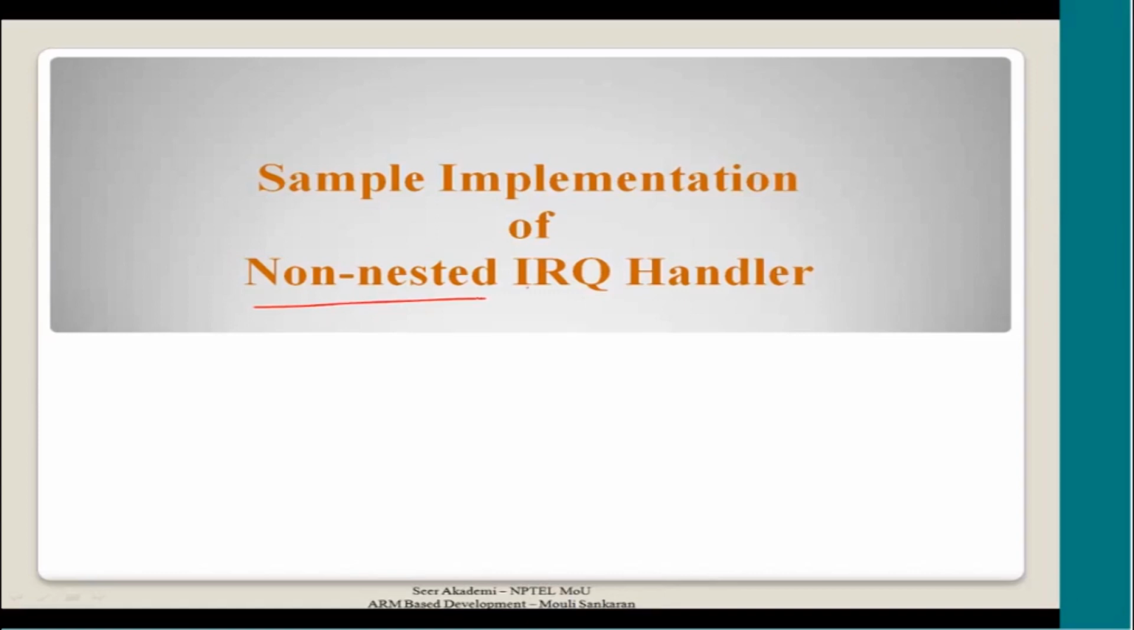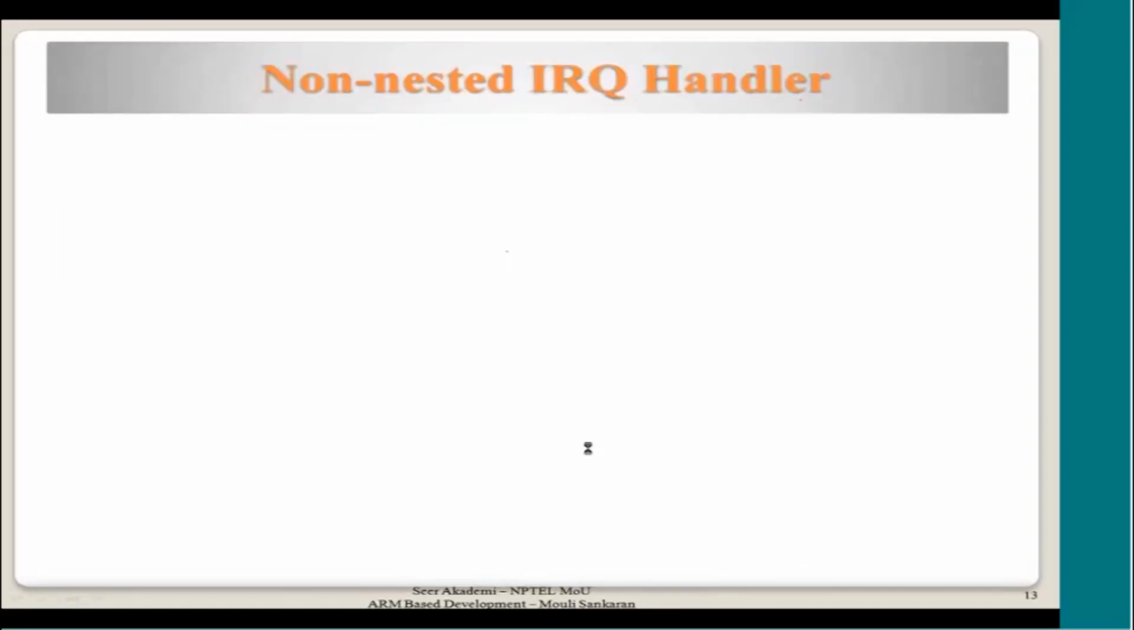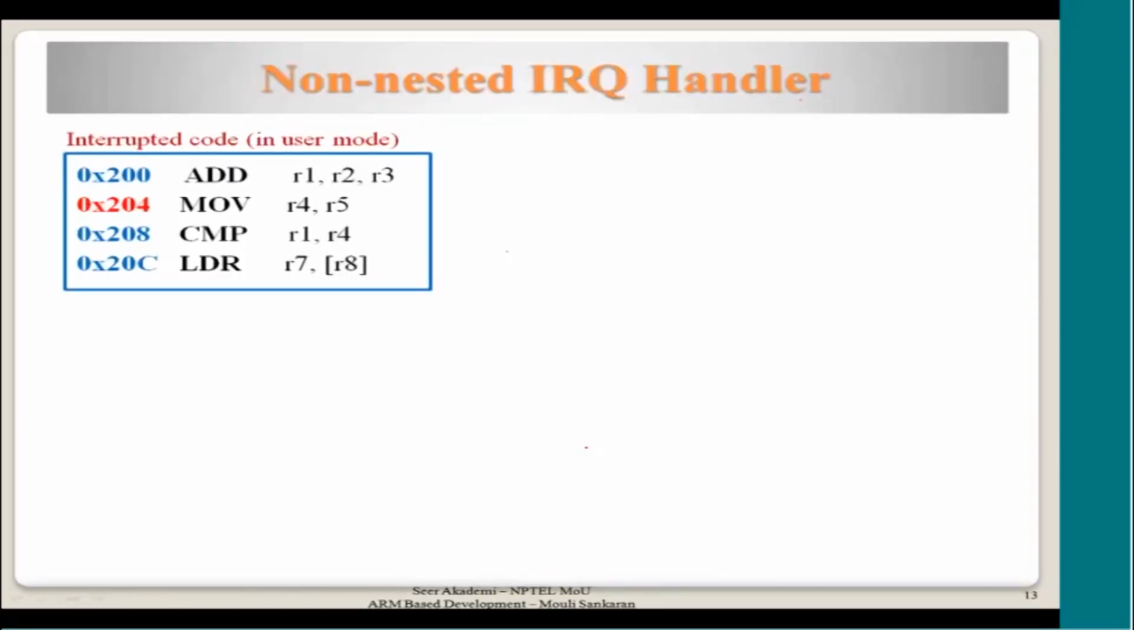Very good. Now you are all ready to look at a real implementation. Get ready. This is a typical piece of code being executed by the processor. Assume that it is in user mode. Can you see from what I have given whether this processor is in ARM state or Thumb state? You should be able to find out from the code.